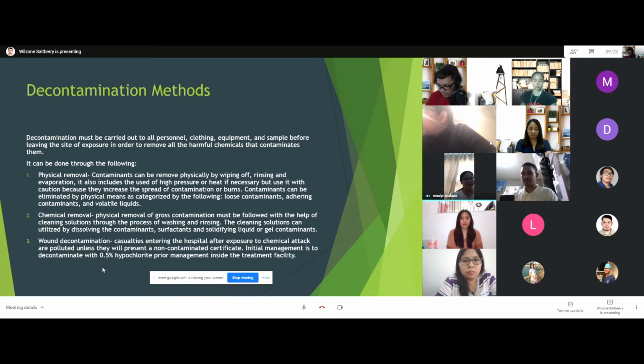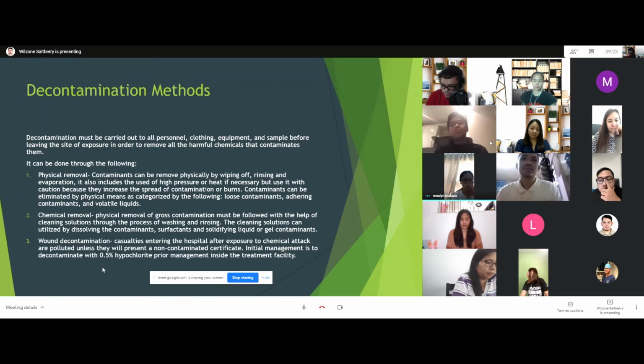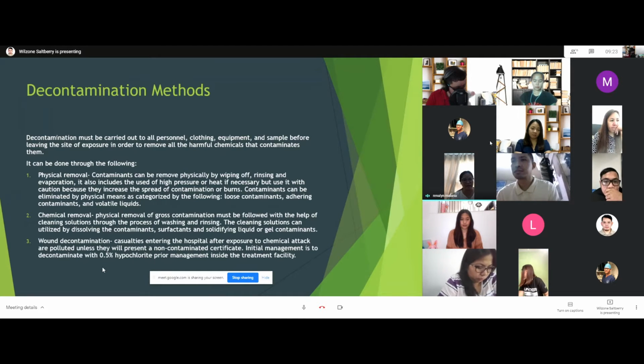Decontamination methods. Decontamination must be carried out on all personnel, clothing, equipment, and samples before leaving the site of exposure. It can be done through the following: physical removal. Contaminants can be removed physically by wiping off and rinsing, as you can see in the video that is posted; chemical removal; and also wound decontamination.